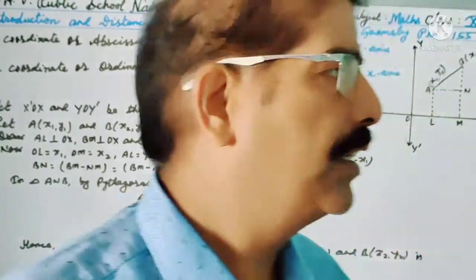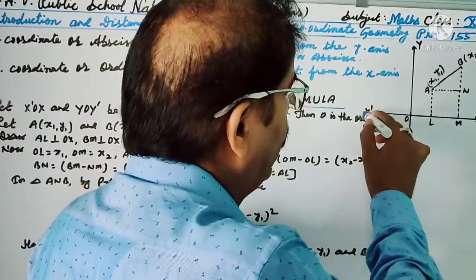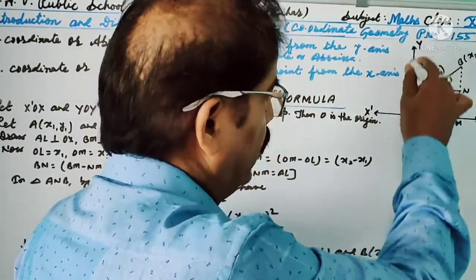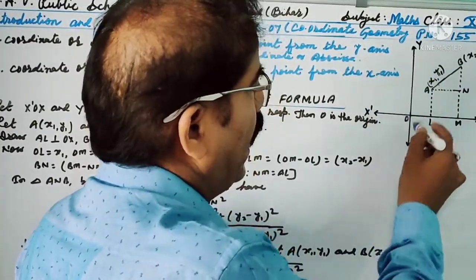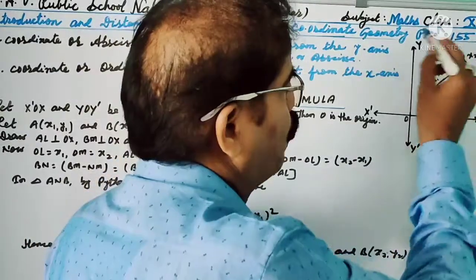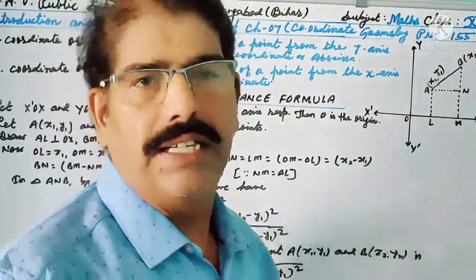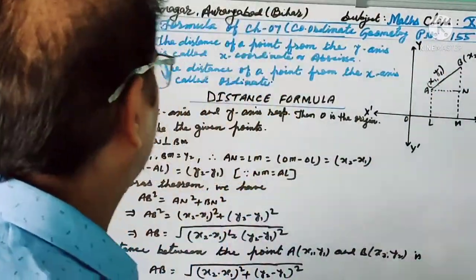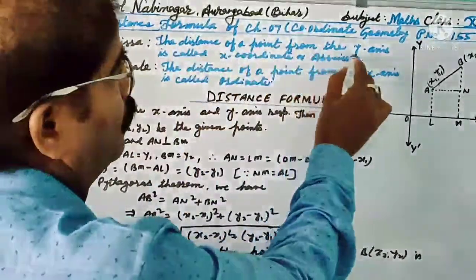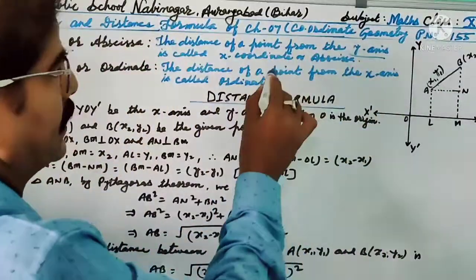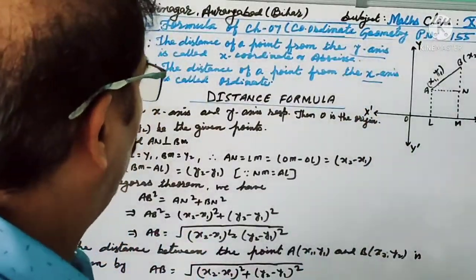Dear students, suppose given YOY' and XOX', two axes intersect at point O, then O is the origin, and here are given 2 points A and B whose coordinates are x1, y1 and x2, y2. The distance of a point from the y-axis is called the x-coordinate or abscissa, and the distance of a point from the x-axis is called the ordinate.